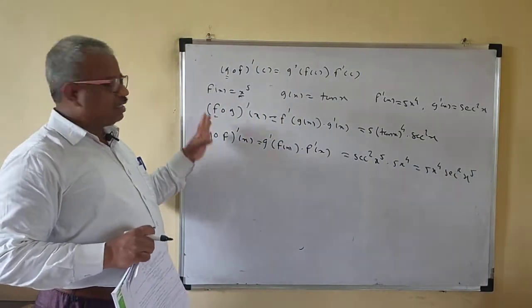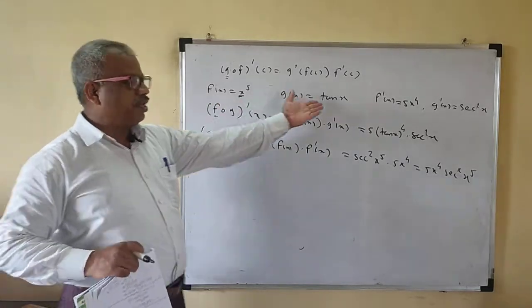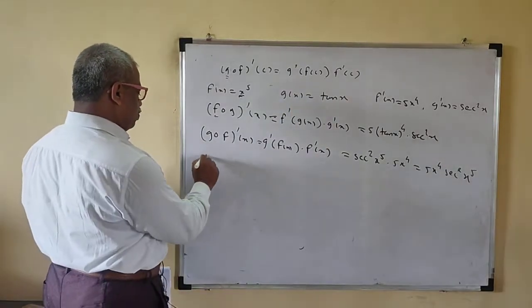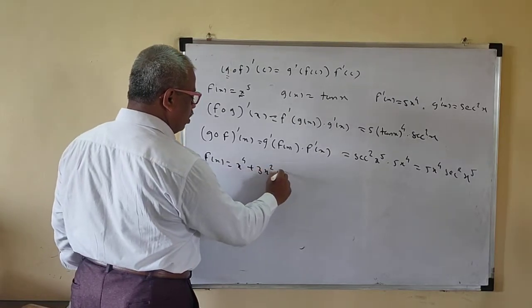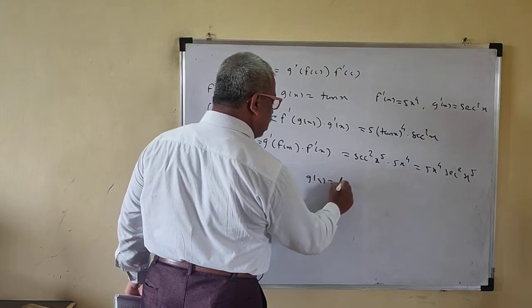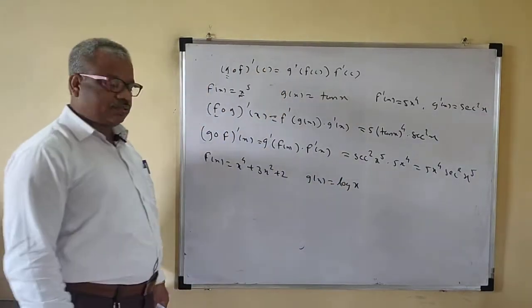This is the example I have provided here. You can solve any other, you can take cos x, log x, something like this. We'll do one more example. Suppose f of x is equal to x to the power 4 plus 3x square plus 2, and g of x is equal to log of x.